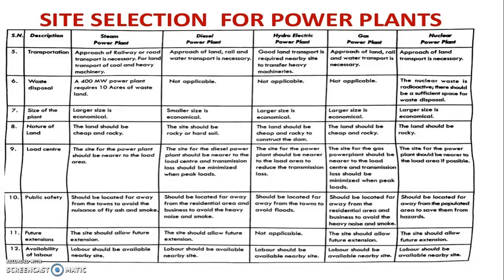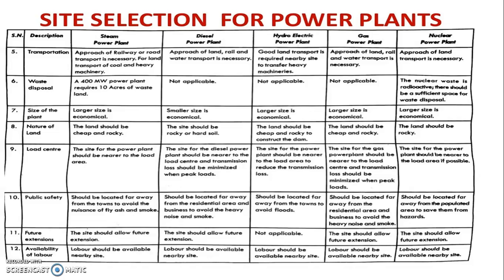Next, nature of land. The land should be cheap and rocky. Next, load center. The site for the power plant should be near the load area. The site for the diesel power plant should be nearer to the load center, and transmission losses should be minimized during peak loads. The site for the gas power plant should be nearer to the load center, and transmission losses should be minimized during peak loads. The site for the power plant should be nearer to the load area if possible.